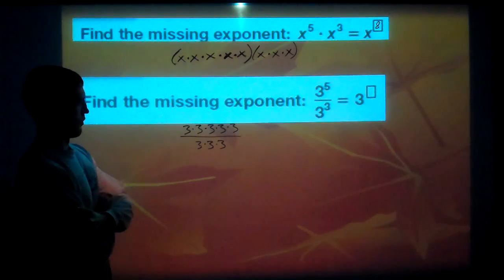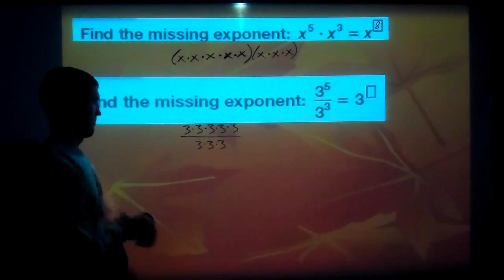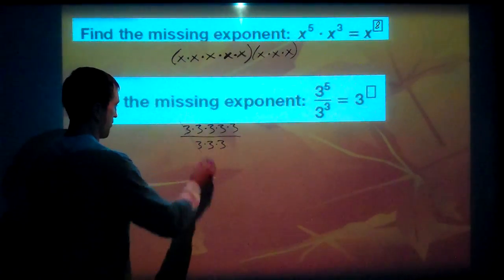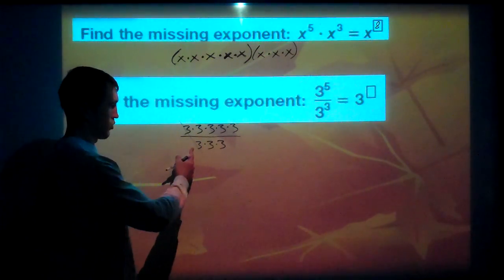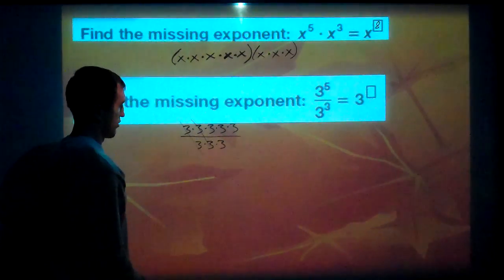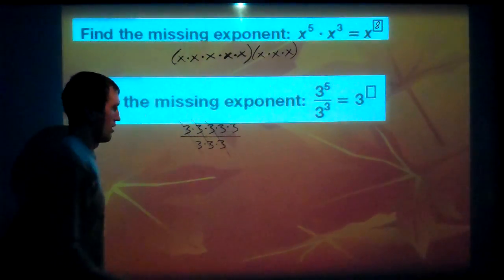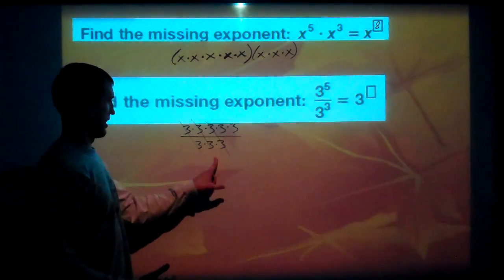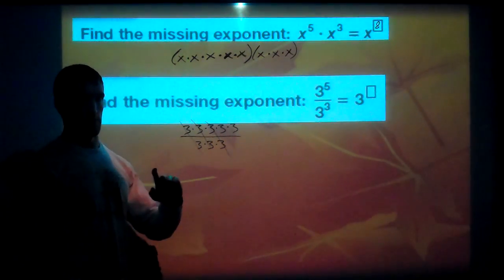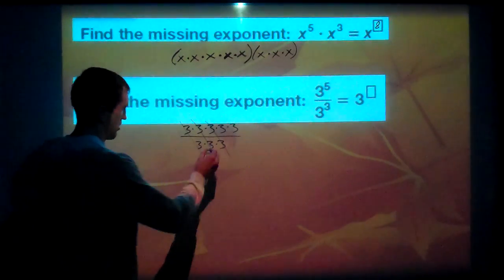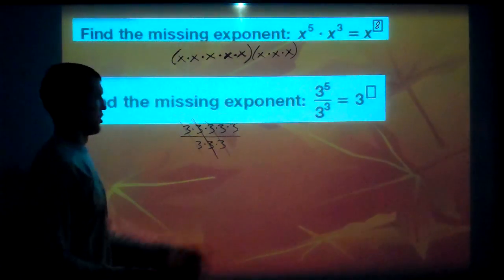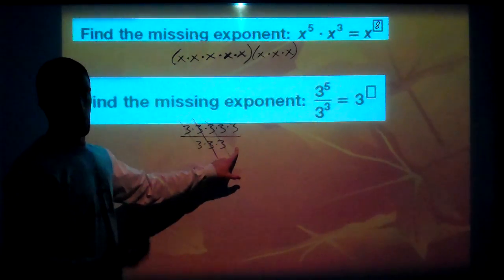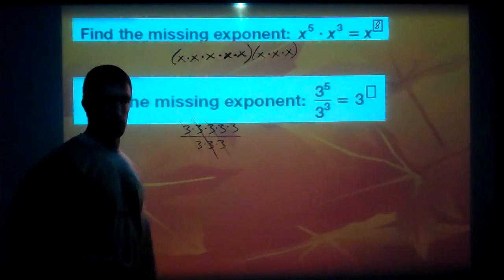So now we can do our little cross out thing, very technical term there. 3 and 3 can go, because 3 over 3 is just 1. Another 3 over 3, and another 3 over 3. And now we're out of things to cross out. We can do that because everything's being multiplied down here, and everything's being multiplied up there. So what do we have left? We have 3 times 3 over 1, basically, or just 3 times 3.